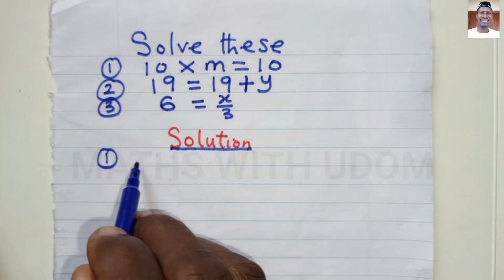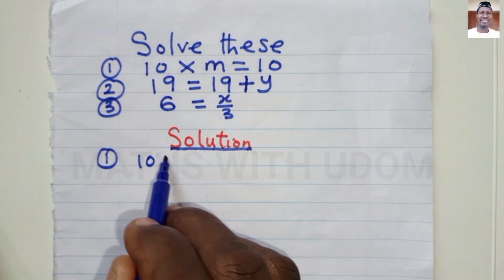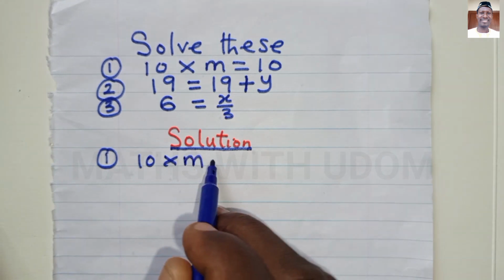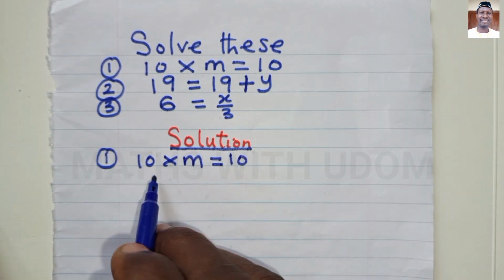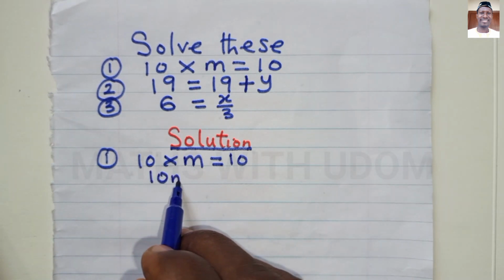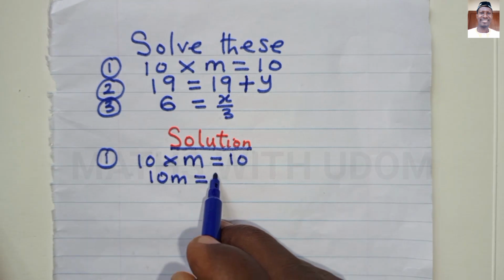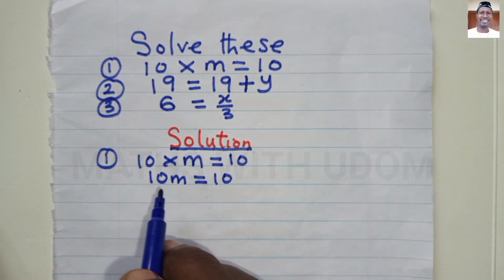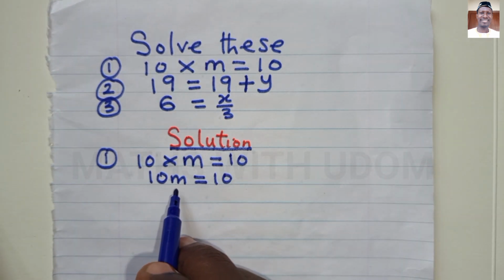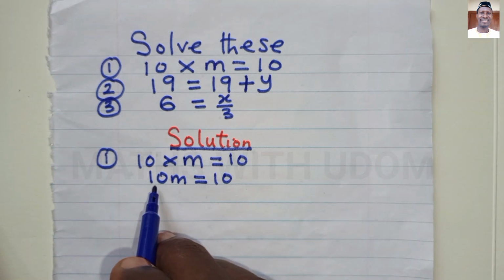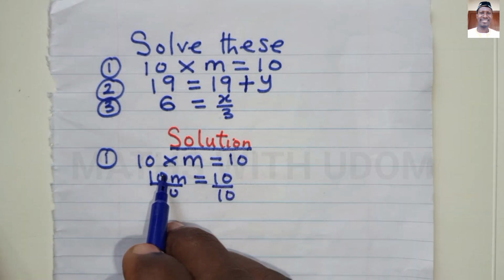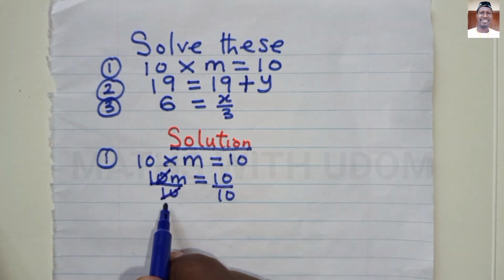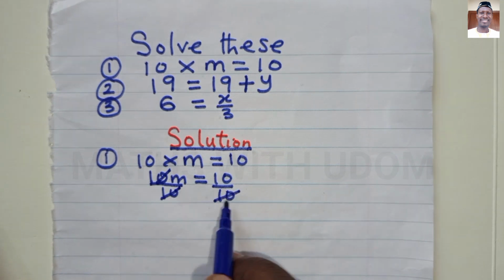Question 1. 10 multiplied by m is equal to 10. So 10 multiplied by m will give us 10m, equals 10. So the next thing we do is to divide both sides of the equation by the coefficient of m, which is 10. So we have divided by 10, divided by 10. So 10 divided by 10, then 10 divided by 10.